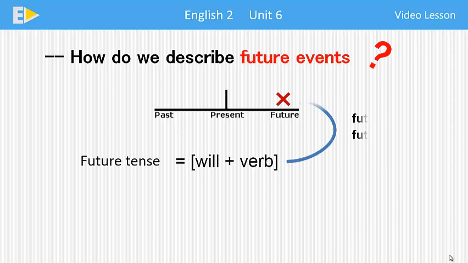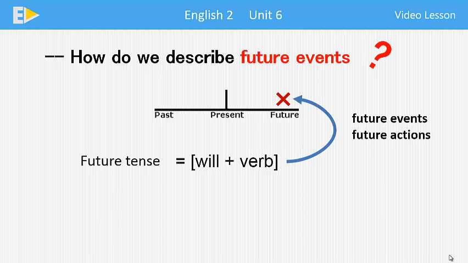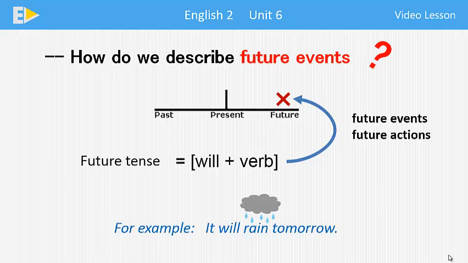In our English 1 class, we learned to use future tense to talk about future events. For example, it will rain tomorrow. We use will, plus a verb base form, to express future meaning.